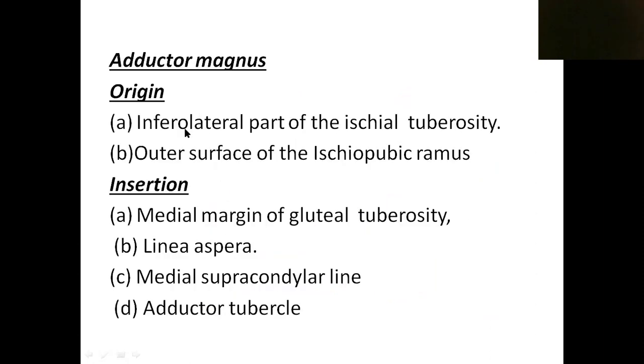Okay, so origin, it is clear. Lateral part of the ischial tuberosity, then outer surface of the ischiopubic ramus. Now insertion: medial margin of the gluteal tuberosity, linea aspera, medial supracondylar ridge, and adductor tubercle.